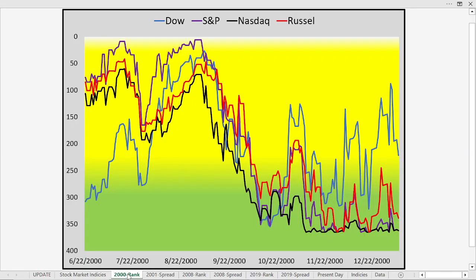This is the year 2000, starting June, just after hitting those all-time highs. Now, the blue line represents the Dow Jones Industrial Average. The purple line at the top represents the S&P 500. The black line is the NASDAQ, and the red line is the Russell 2000.